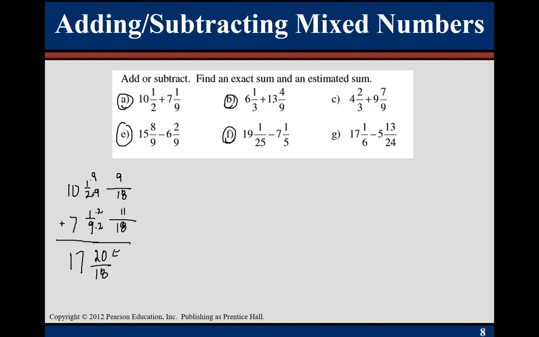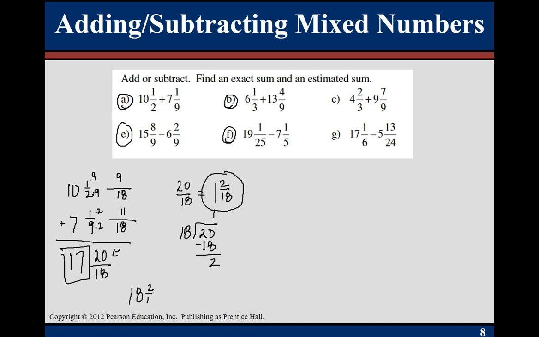But I have this improper here. So I'm going to need to come out to the side and say 20 over 18. What's that as a mixed number? 18 goes into 20 once. I'll have a remainder of 2. So 20 over 18 is the same as 1 and 2/18. But I already had 17 whole things. So now when I combine the 17 and the 1 and 2/18, I'll get 18 and 2/18. And you can reduce that if you want, since 2 and 18 can both be divided by 2: 18 and 1/9.